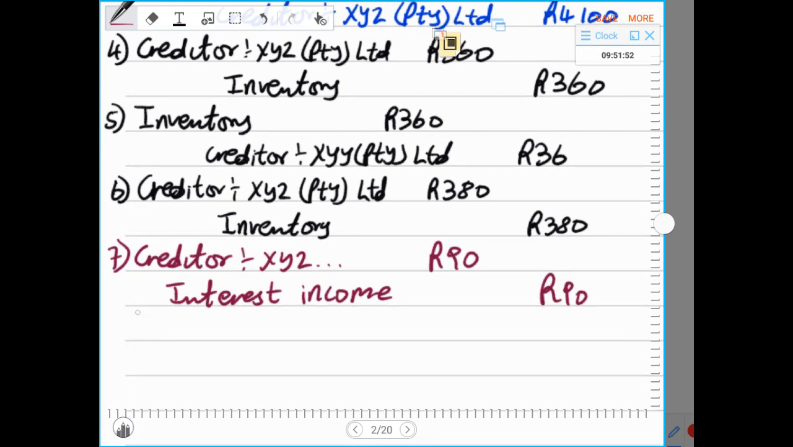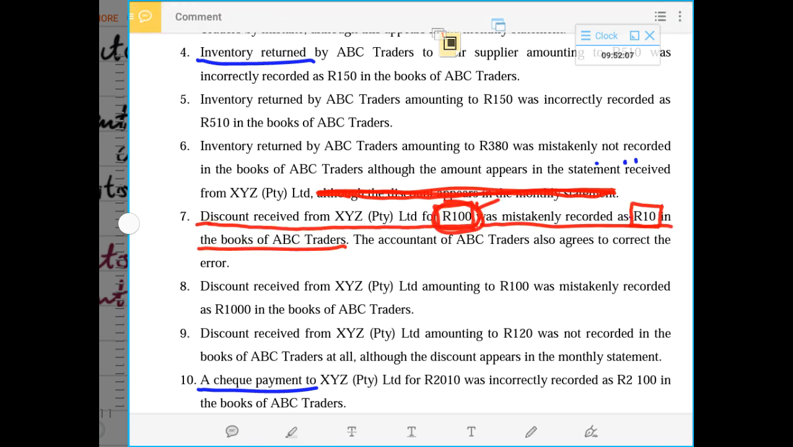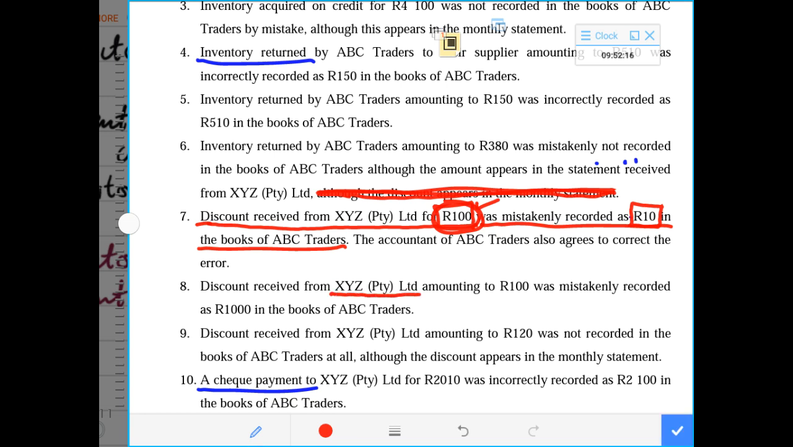Now we have recorded number 7 and we go to entry number 8. Let us see what entry number 8 has in store for us. Entry number 8 says that we have a discount that was again received from our creditor XYZ Pty Ltd, and the discount amounted to 100 rand, but it was mistakenly or incorrectly recorded in the books of ABC Traders as 1,000 rand. We recorded an amount more than what was supposed to be.